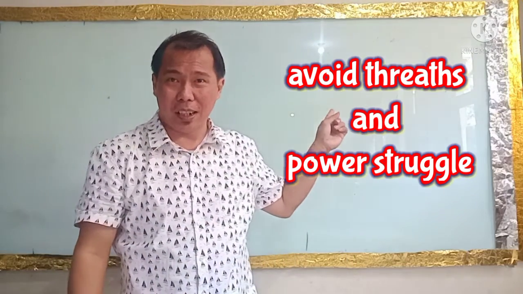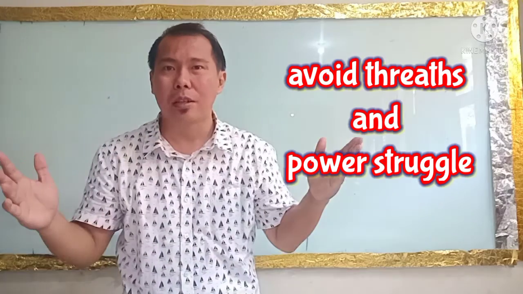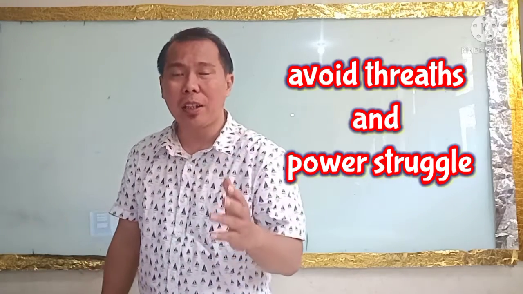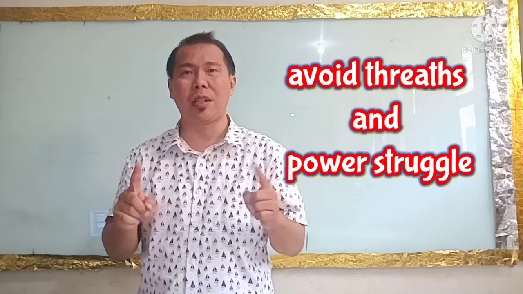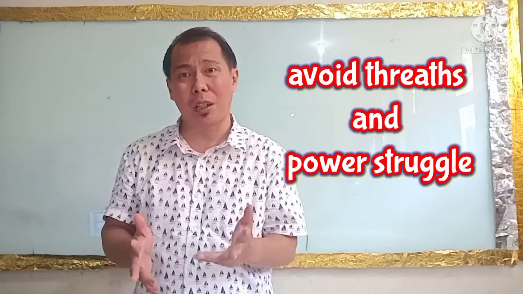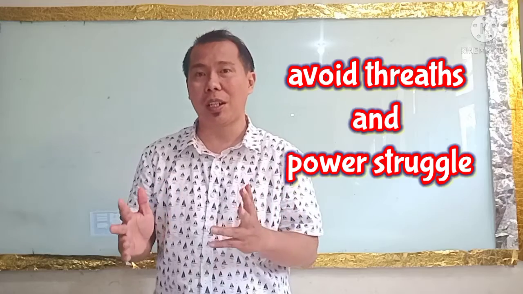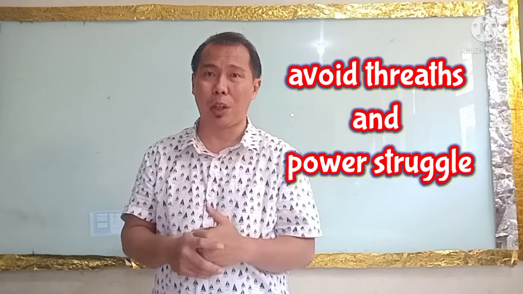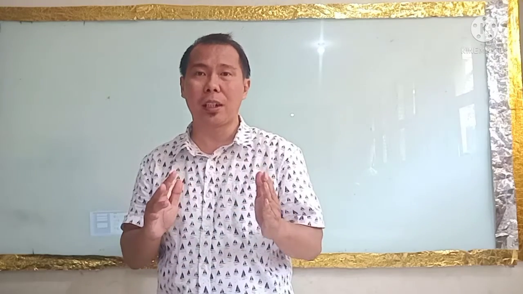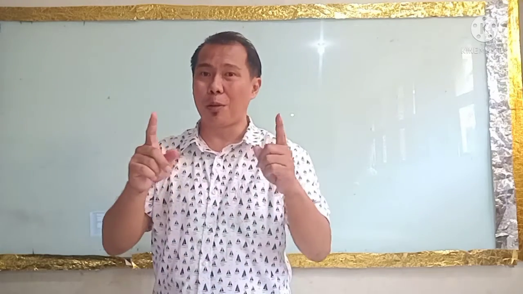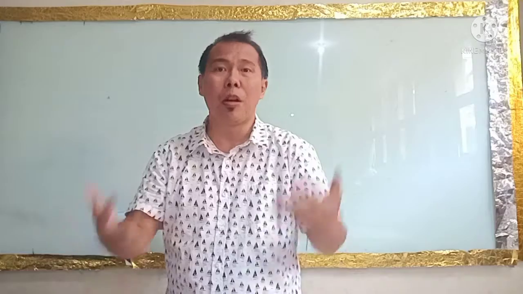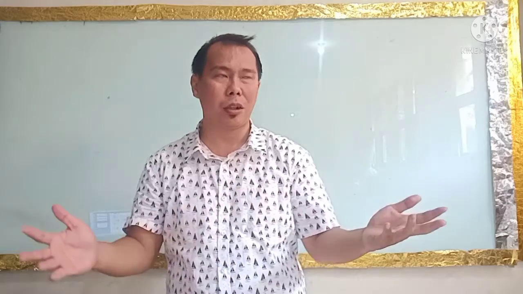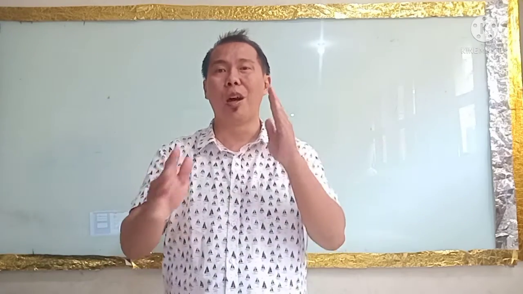The second strategy is stop. Stop doing what? Avoid the threats and power struggle. Do not use threatening words to the student who refuses to work. He or she does not deserve your threatening words. And also avoid the power struggle. It is a bad strategy to think, I'm the dominant person in the class, I can decide anything, I can rule in my class. That is so wrong.